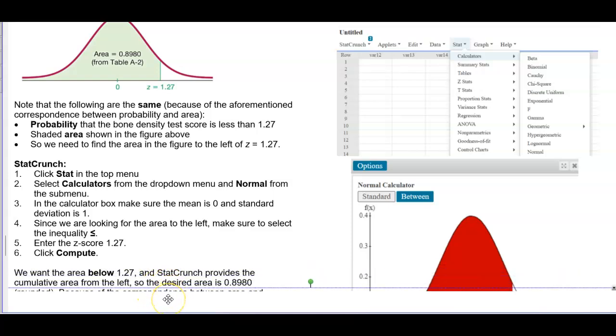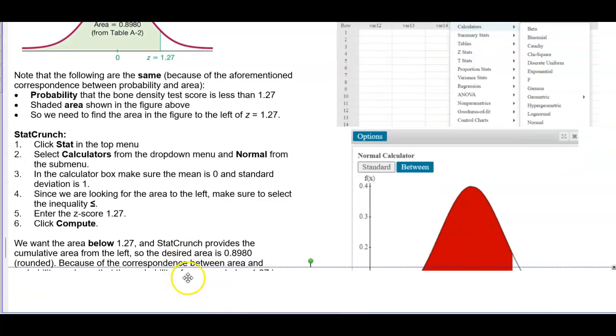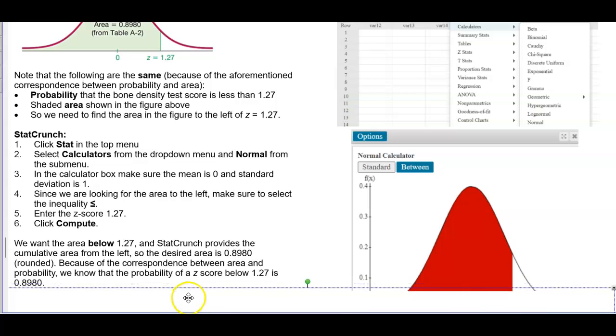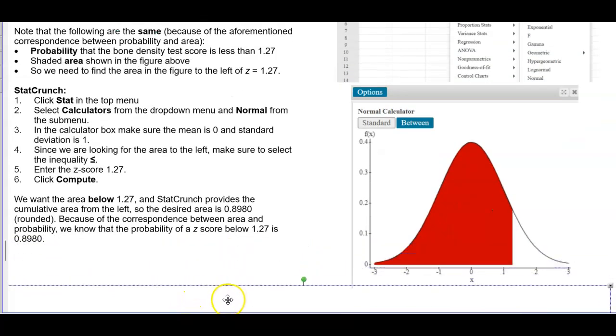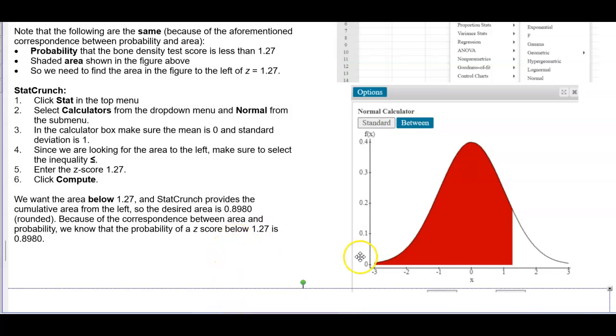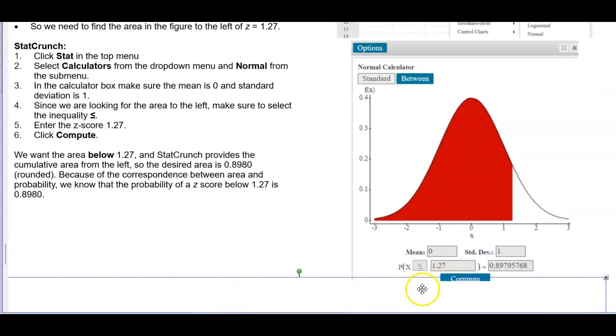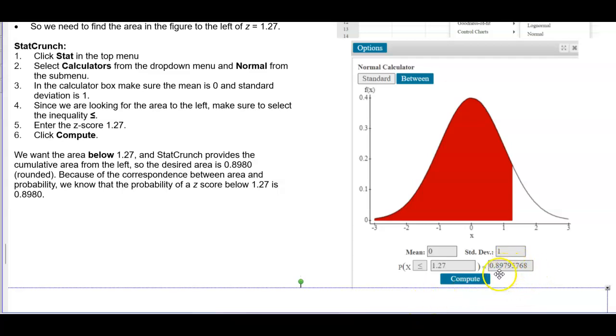Now, we want the area below 1.27, and StatCrunch provides the cumulative area from the left, so we can see that the desired area is 0.8980. So here is that display. So down here you will see that we get 0.89795, and rounding that to 4 decimal places gives us 0.8980. So because of the correspondence between area and the probability, we know that the probability of a z-score below 1.27 is 0.8980.